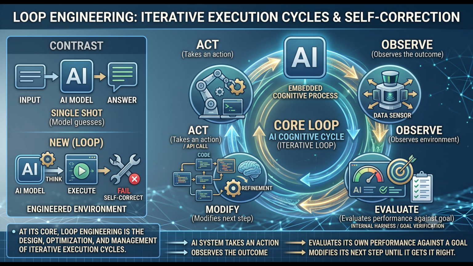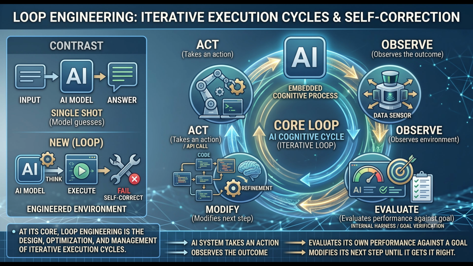Alright, let's strip away the buzzwords. What actually is a loop in the context of AI? At its core, loop engineering is the design, optimization, and management of iterative execution cycles where an AI system takes an action, observes the outcome, evaluates its own performance against a goal, and modifies its next step until it gets it right. Instead of a single shot where the model guesses the answer, you are engineering an environment where the model can think, execute, fail, and self-correct.